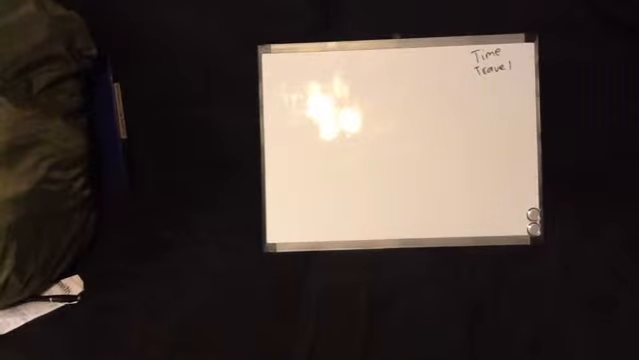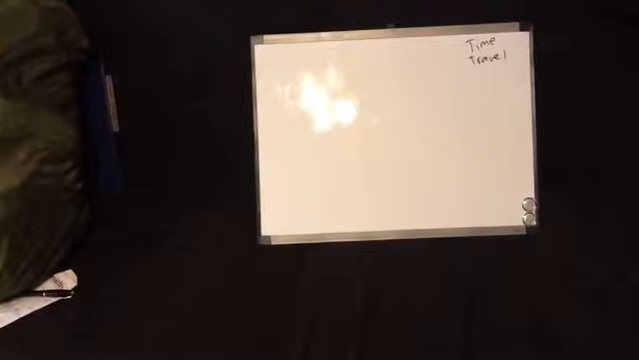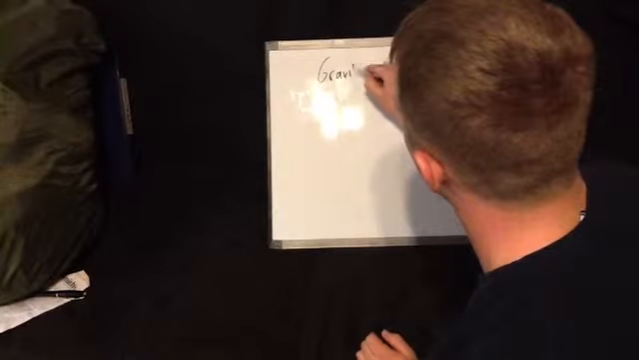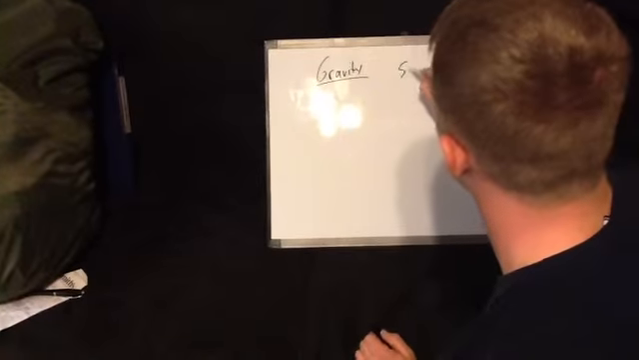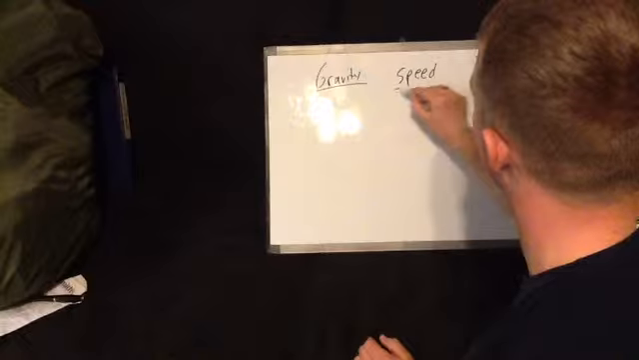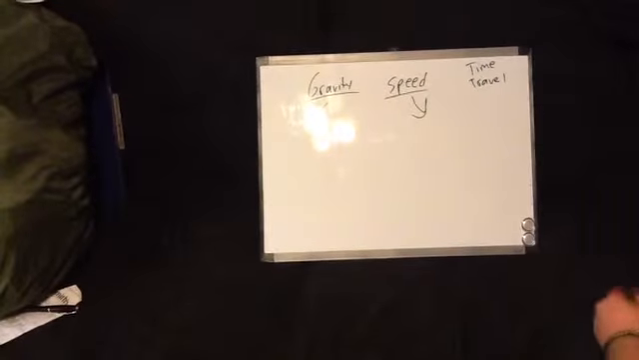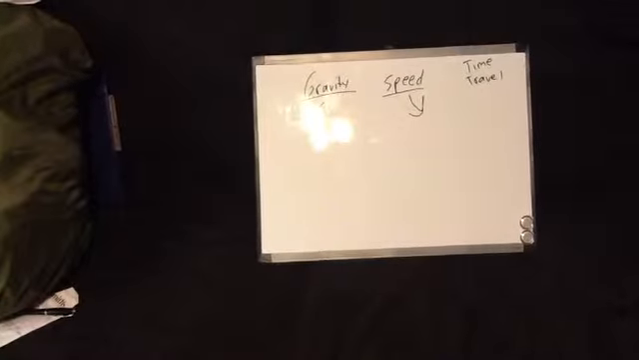Time travel is considered the fourth dimension, if you didn't already know that. But the two major key elements to quote-unquote time travel are gravity and speed. So you got gravity right there, and you got speed right there. We're going to talk about each one of these and why they are two major elements.